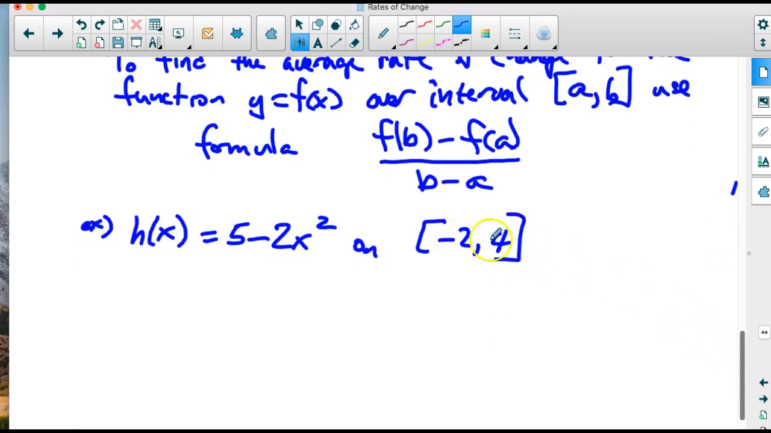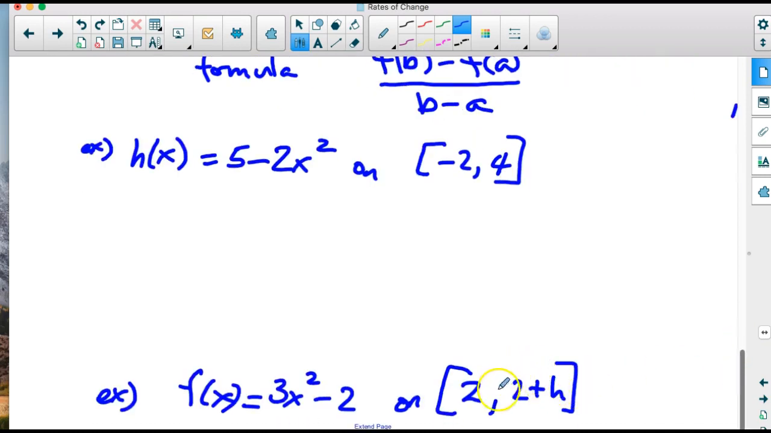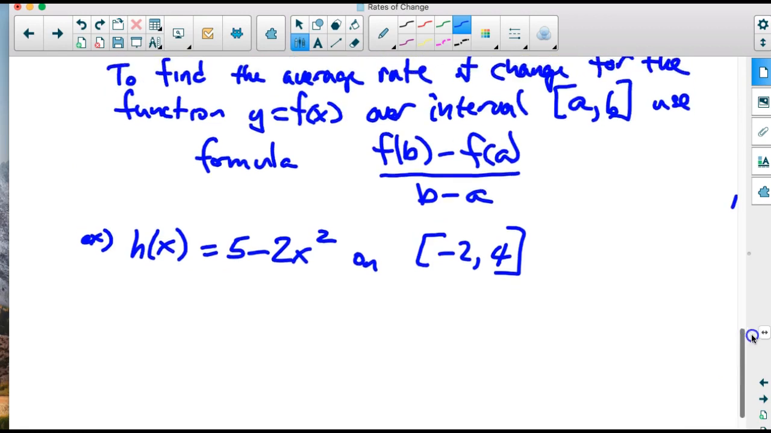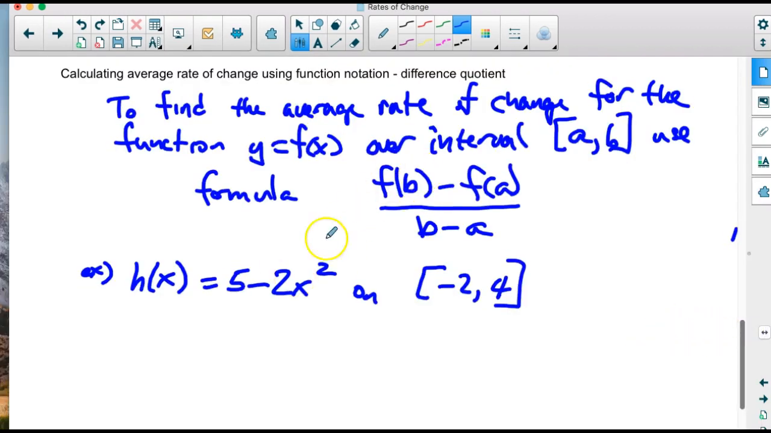Sometimes they'll give you values here, and sometimes they'll give you rates of change here, how much we're going to change by. In this example, we went up by h instead of going up by 6 here. If we went from -2 to 4, we went up 6 here. Okay, here we're going up h. From 2 to 2 plus h means we increased by h. Okay, so average rate of change, same thing here.